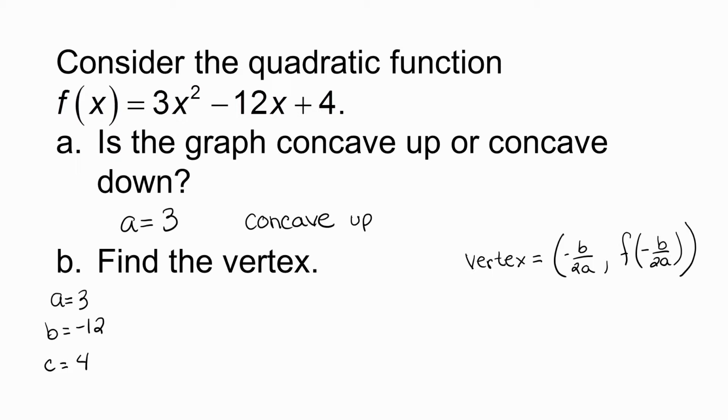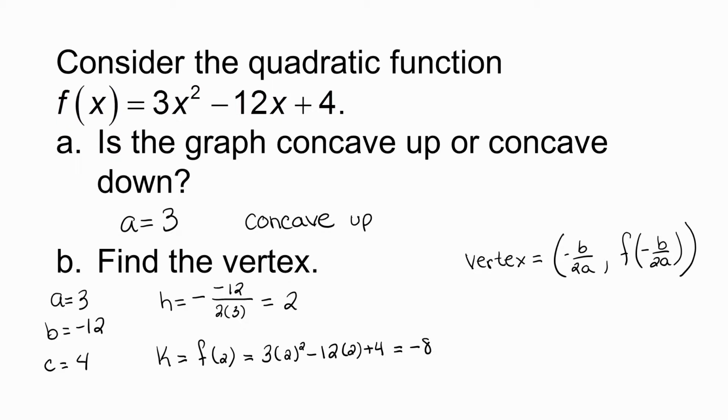The x-coordinate of the vertex is h equals negative 12 over 2 times 3, which equals 2. The y-coordinate of the vertex is k equals f of 2, which equals 3 times 2 squared minus 12 times 2 plus 4, which equals negative 8. So, the vertex is located at the point 2, negative 8.